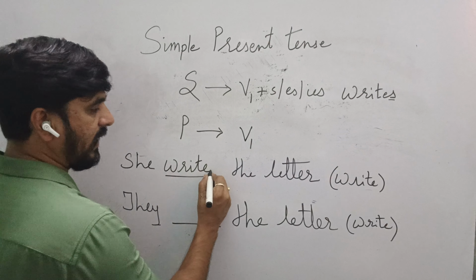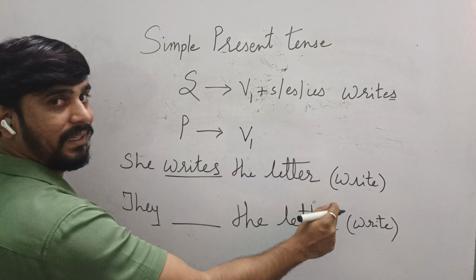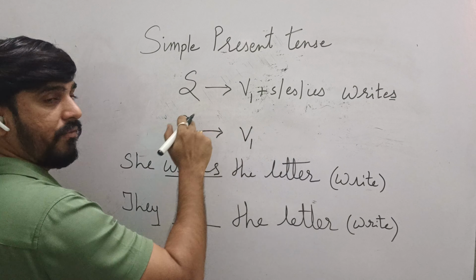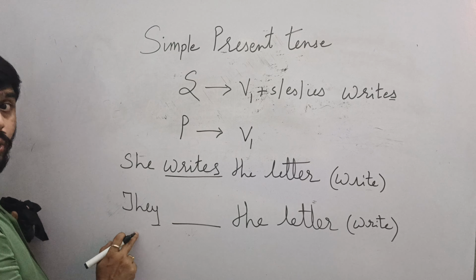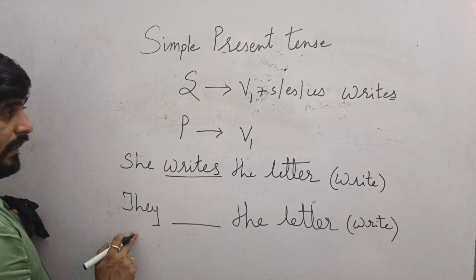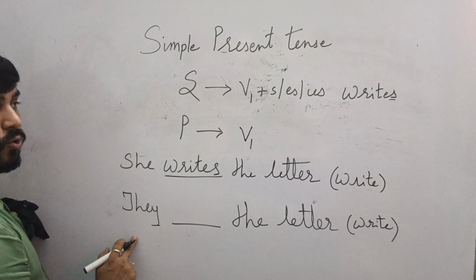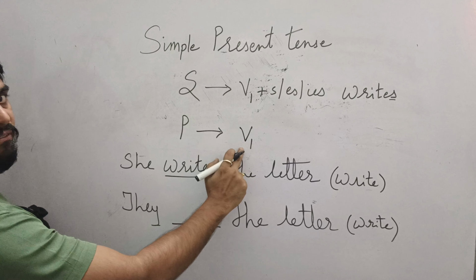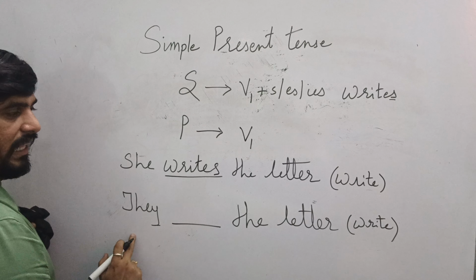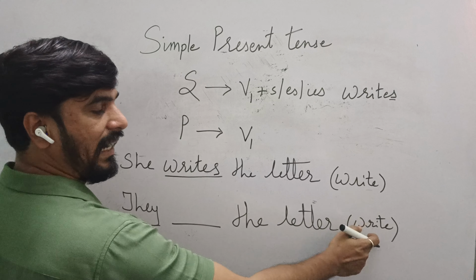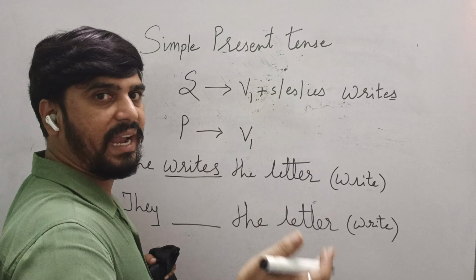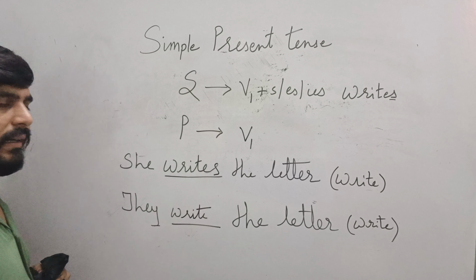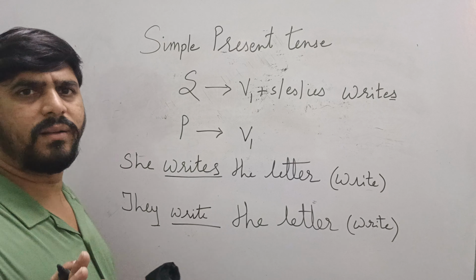So she writes the letter. And when plural, they is plural. So we have to use only V1. So they dash the letter. What is the V1 of write? Write. They write the letter. Very simple.